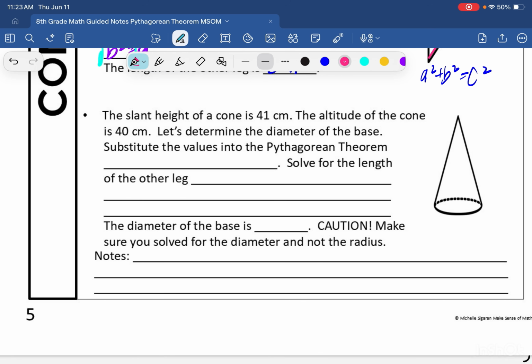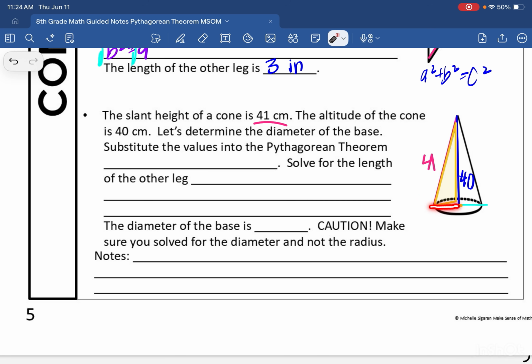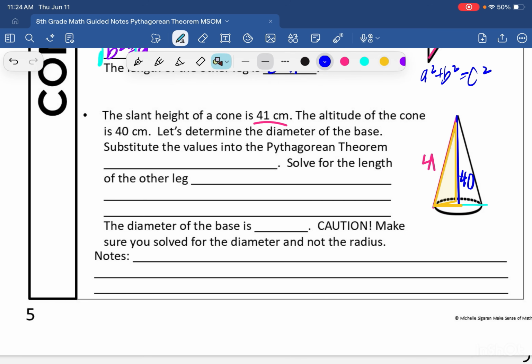The slant height of the cone is 41 centimeters. The altitude is the perpendicular distance right here. And it's telling me that that is 40 centimeters. Then it wants me to determine the diameter. So I can look at this triangle right here, and I'm going to figure out this distance here at the bottom, and that will give me the radius, and then I'm going to figure out the diameter by doubling the radius. That's my thinking.